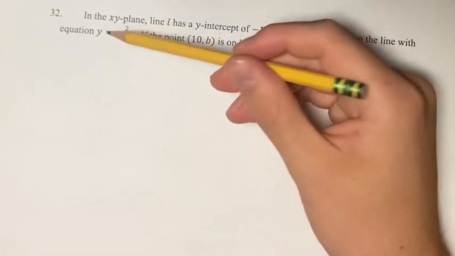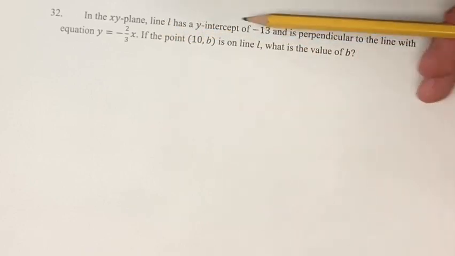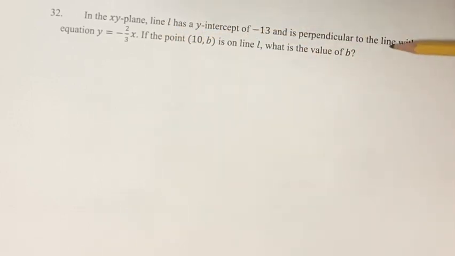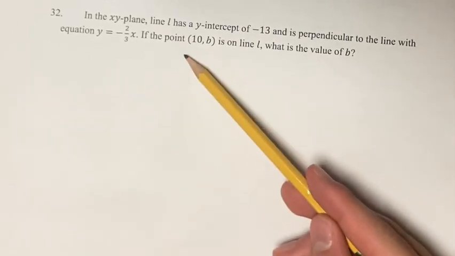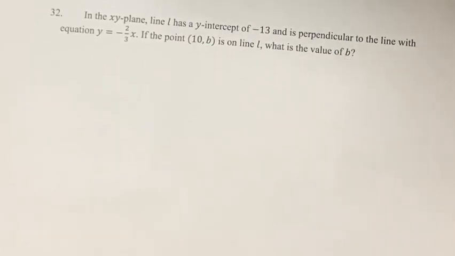In this problem, we're told that in the xy plane, line L has a y-intercept of -13 and is perpendicular to the line with equation y equals -2/3 x. We're asked, if the point (10, b) is on line L, what is the value of b?